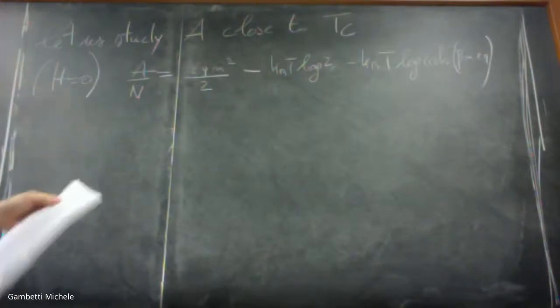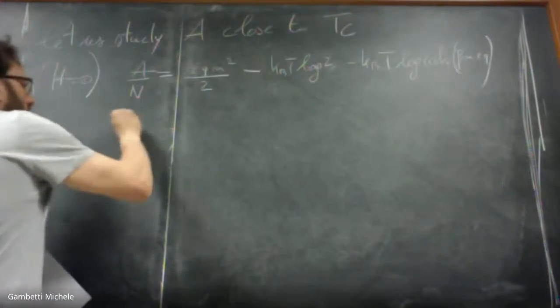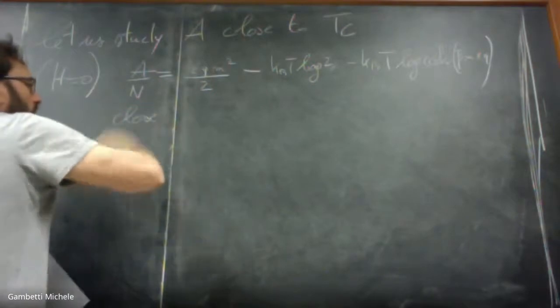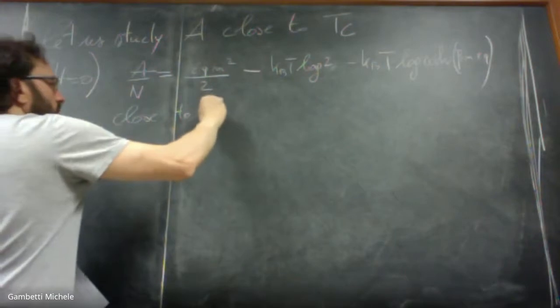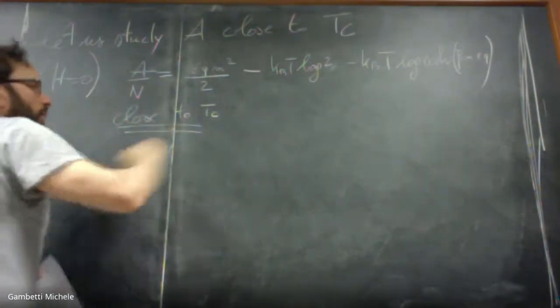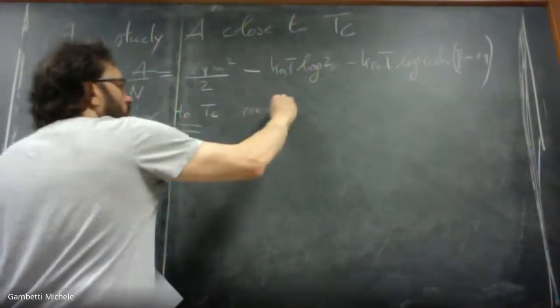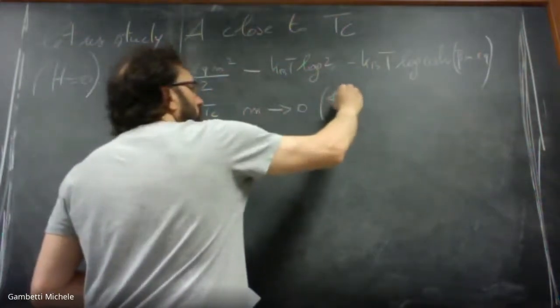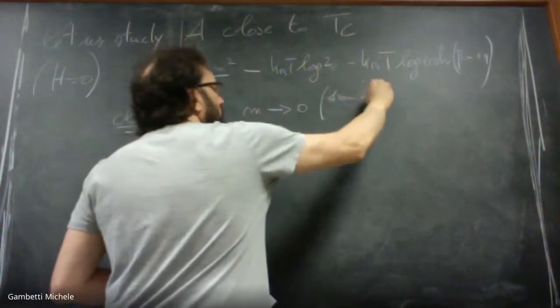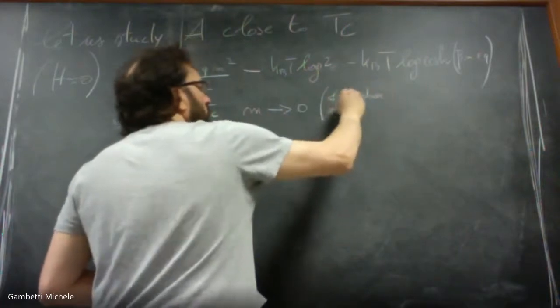Okay. Now, close to the critical point, close to Tc, we know that m is approaching 0, okay, from above and from below.